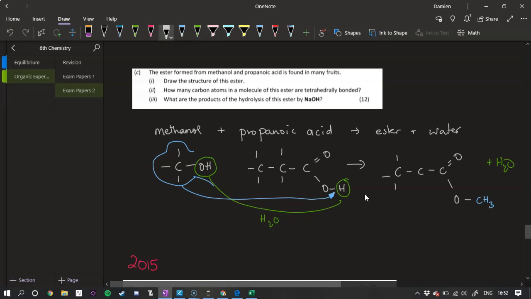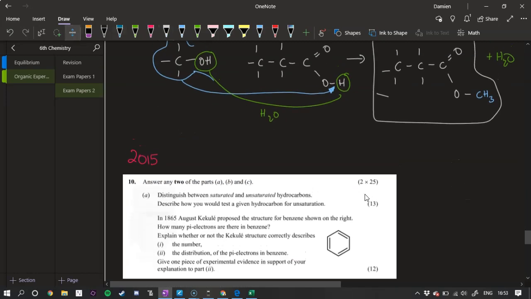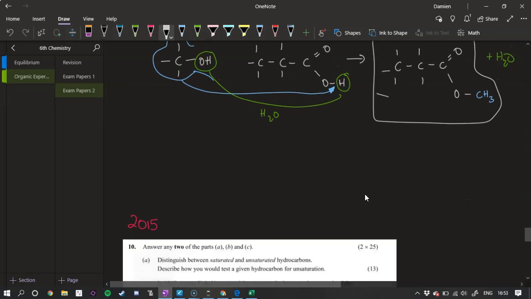Go back, just make sure all your carbons have got the 4, and then of course this one wants you to draw the structure of the ester, so that is it. There's your structure right there. It might ask you to name it. It doesn't in this question, but if it wants you to name it, you should. Throw it in anyway just in case.